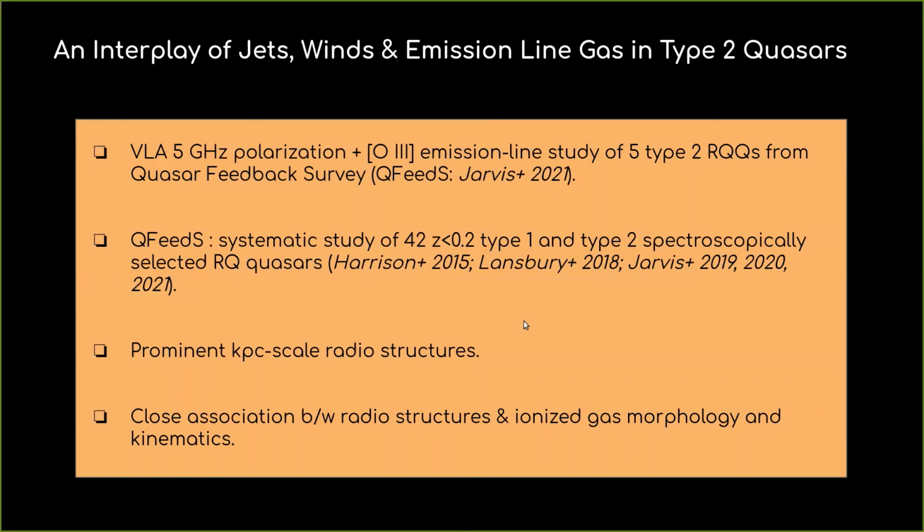Next, in order to bring in the local host environmental effects into the picture, we have also carried out a study comprising VLA 5 GHz radio polarization in conjunction with [O III] emission line data for a sample of 5 type 2 radio-quiet quasars selected from the Quasar Feedback Survey, with Chris Harrison as the PI. Now, these 5 sources are known to exhibit prominent kiloparsec scale radio structures like jets, lobes, and bubbles. These sources are also known to show a close association between the radio structures and ionized gas morphology and kinematics. Therefore, these sources are ideal candidates to study the interaction between radio outflows and the ambient medium.